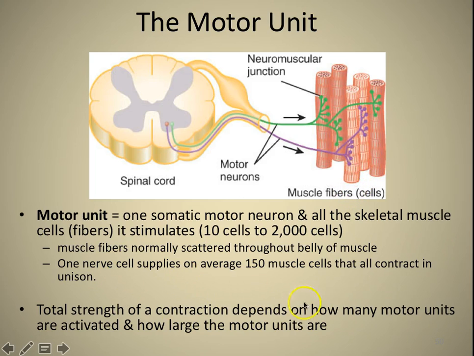The total strength of contraction depends on how many motor units are activated and how large the motor units are. So again, if you have a motor unit of 10, it's a lot weaker than a motor unit of 2,000. Right? I mean, just think of a tug of war. If you have 10 people pulling and 2,000 people pulling, they're going to win. Here's the thing. The bigger the motor unit, the stronger a single motor unit is going to be. It's obvious. However, in different parts of our body, we're not so much concerned about powerful contractions as more precise ones. So the more tiny motor units we have, the more precise control we have over our movements.